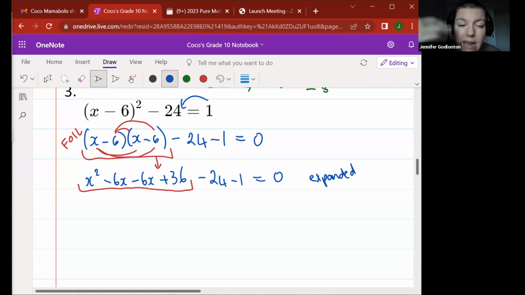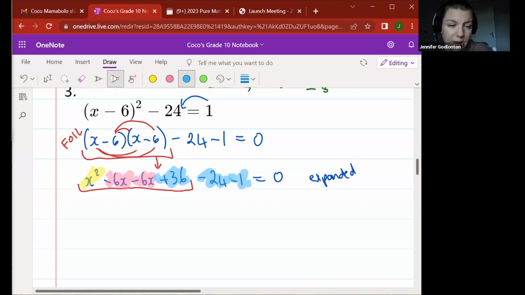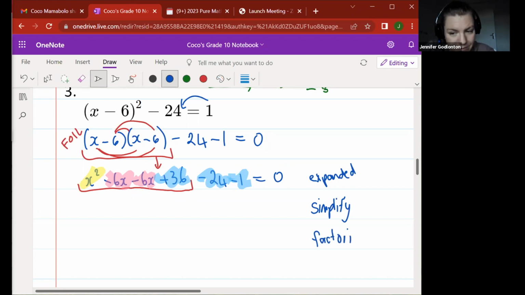Next step is we're wanting to simplify. So we want to group together our like terms. So we've got an x squared over there. That's our only x squared. We've got negative 6x, negative 6x. Those are our x's. And then we've got 36, negative 24, negative 1. So now we're needing to simplify. So we're going to simplify in this step over here. And then once we've simplified, we are going to factorize, and then we are going to solve for x.